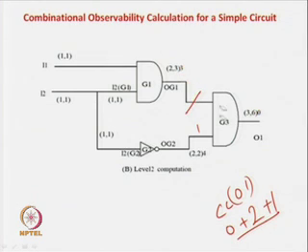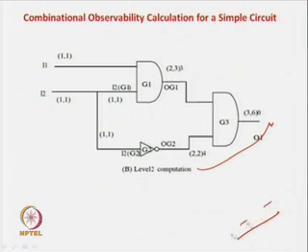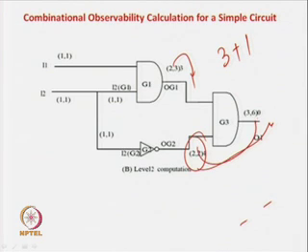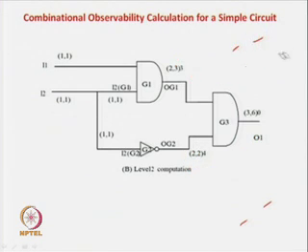Now, say we want to observe this net. How difficult is it to observe this net? You have to make this net 1, this difficulty is 3. So, 3 plus the level shift, so plus 1, but this net you are observing through O1, and O1 is a primary output. So, the difficulty of observing O1 is 0. So, 3 plus 1 plus 0 is 4. So, the difficulty to observe this net at the output is 4, correct.